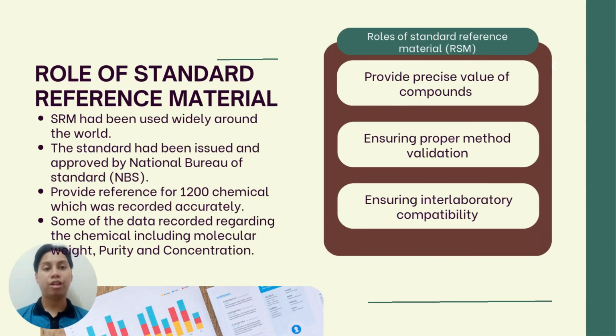Next, we will continue on our next subtopic, which is the role of standard reference material, known as SRM. SRM has been widely used around the world because of its capability to precisely provide data regarding any chemical. On a little bit of history regarding SRM, it was proposed and maintained under the National Bureau of Standards (NBS) during the 20th century. It provides the reference for almost 1,200 different chemicals accurately. For example, molecular weight, purity, and concentration for different chemicals are recorded in SRM. Because of that, SRM plays a very crucial role in providing precise values of the compound, ensuring proper method validation, and also ensuring inter-laboratory compatibility.